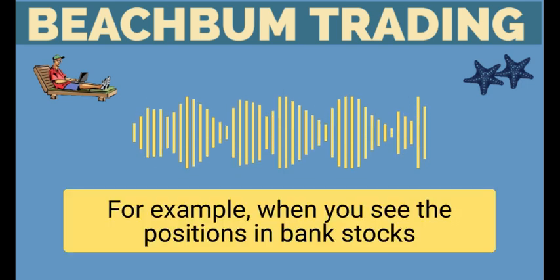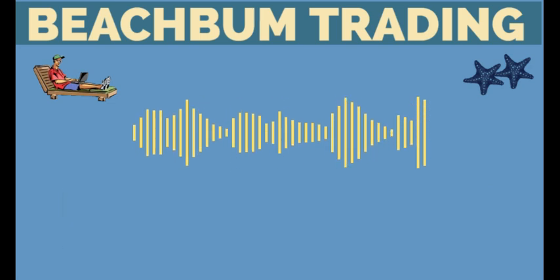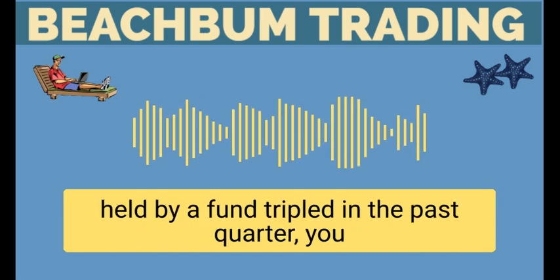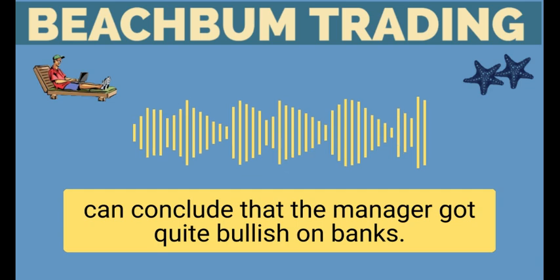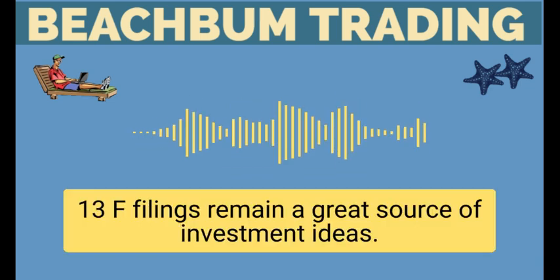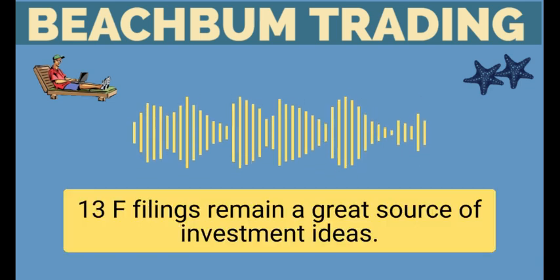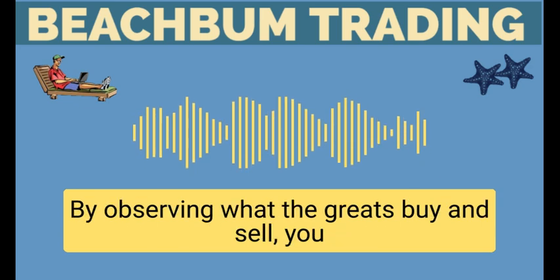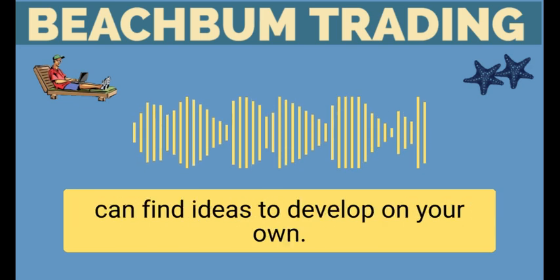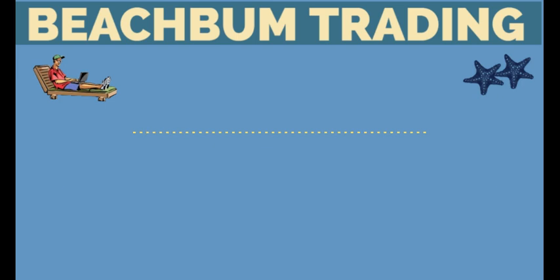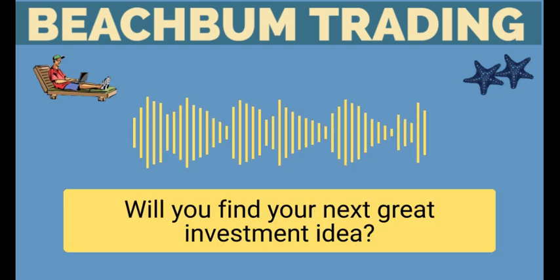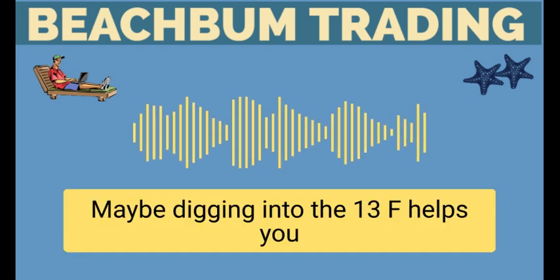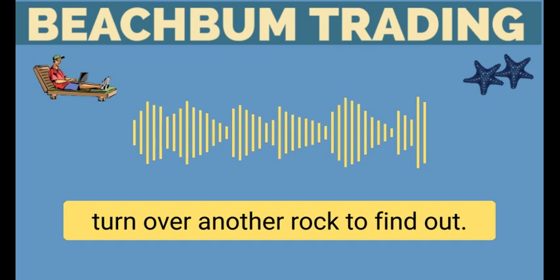For example, when you see the positions in bank stocks held by a fund tripled in the past quarter, you can conclude that the manager got quite bullish on banks. 13F filings remain a great source of investment ideas. By observing what the greats buy and sell, you can find ideas to develop on your own. Will you find your next great investment idea? Maybe digging into the 13F helps you turn over another rock to find out.